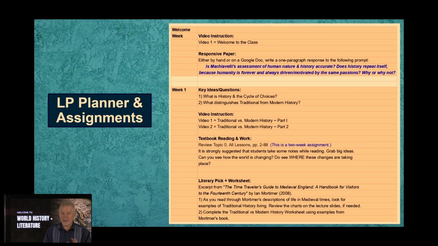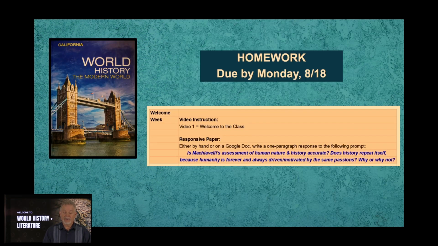So here, this is your planner. Keep an eye on these. This is what you've got to go by. So homework assignment. What do you need to have ready by, this says Monday, my apologies. You should have it done by Monday the 18th because that's the first day of center classes. But it will be turned in Tuesday morning. So this is what you need to do.